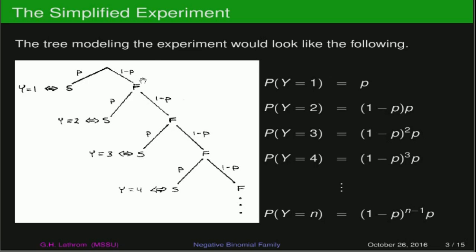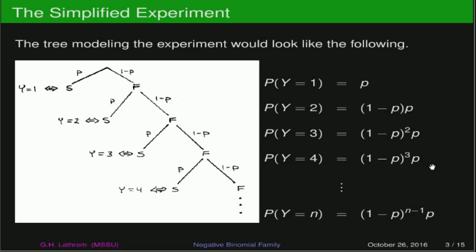If we continue this pattern, we can see that the probability that y is equal to n is going to be (1 minus p) to the n minus 1. We've got n minus 1 branching failures, and then finally we get our one success, to give us a probability of (1 minus p) to the n minus 1, times p.